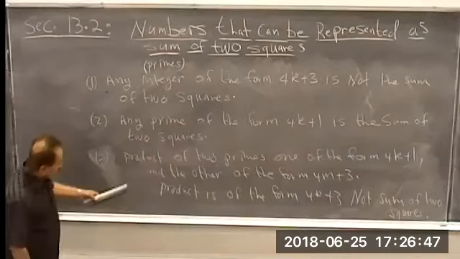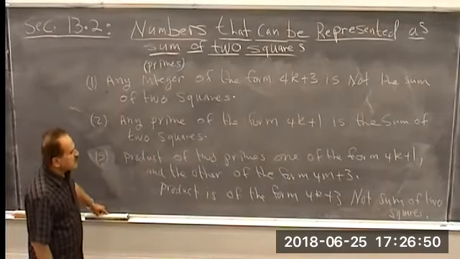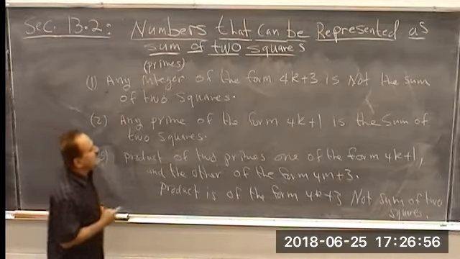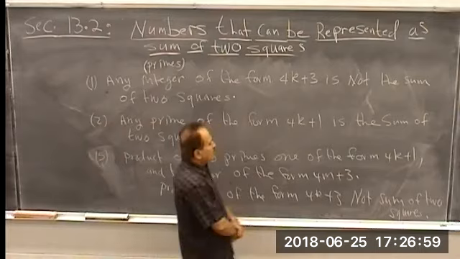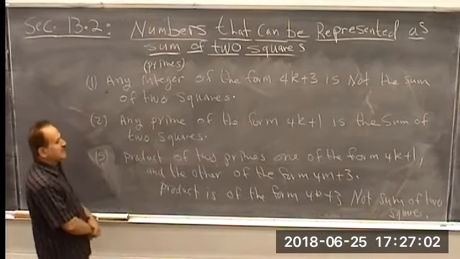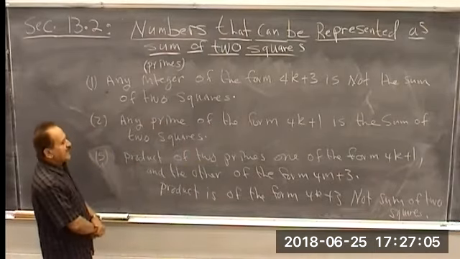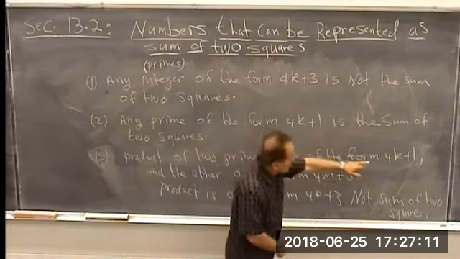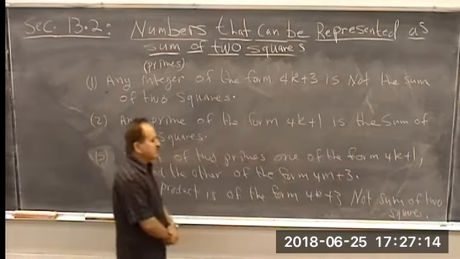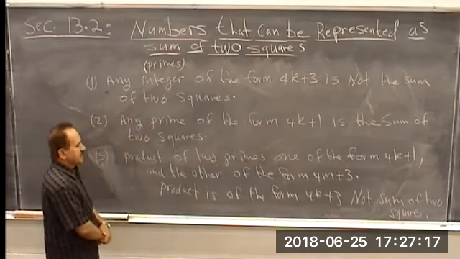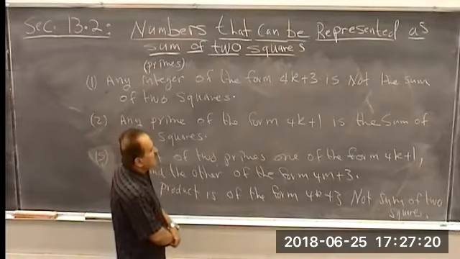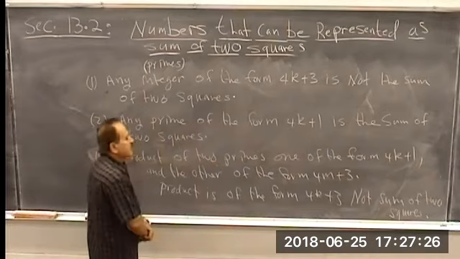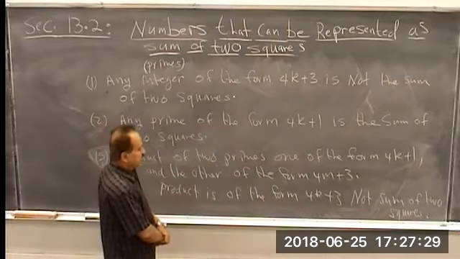Well, in other words, this means that if a prime 4k plus 3 appears an odd number of times in the prime factorization of an integer, then that's going to create a problem. All right? Because primes of the form 4k plus 1 multiplied together give you the same form, 4k plus 1. But 4k plus 3 is going to create a problem.